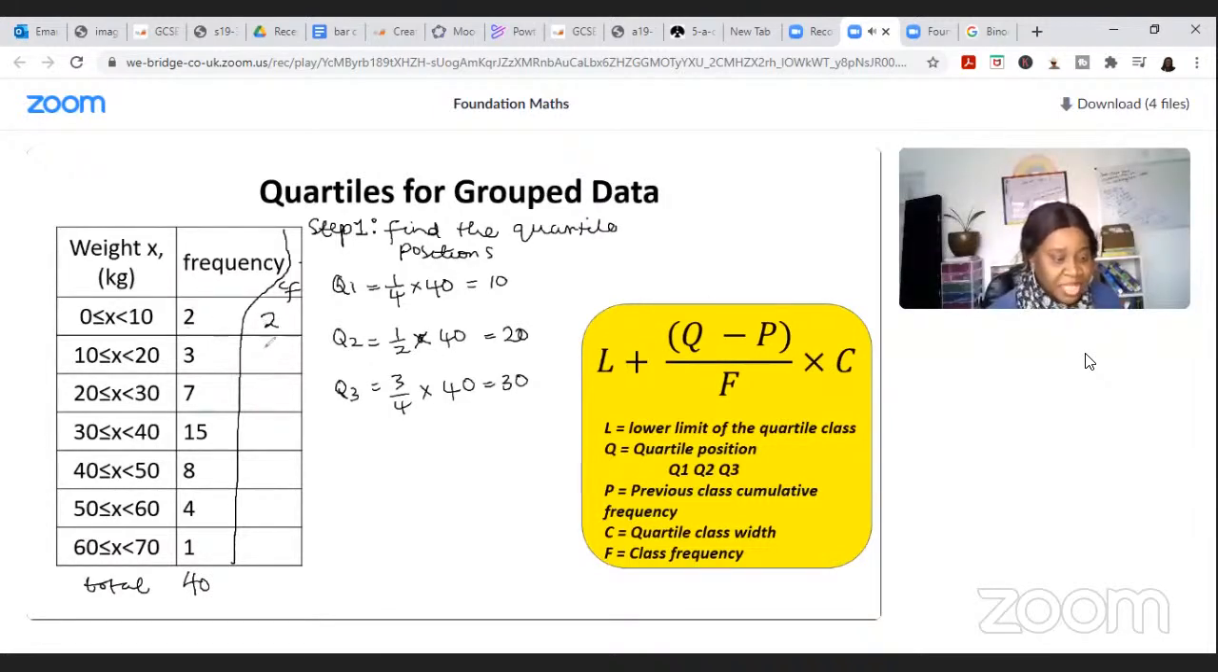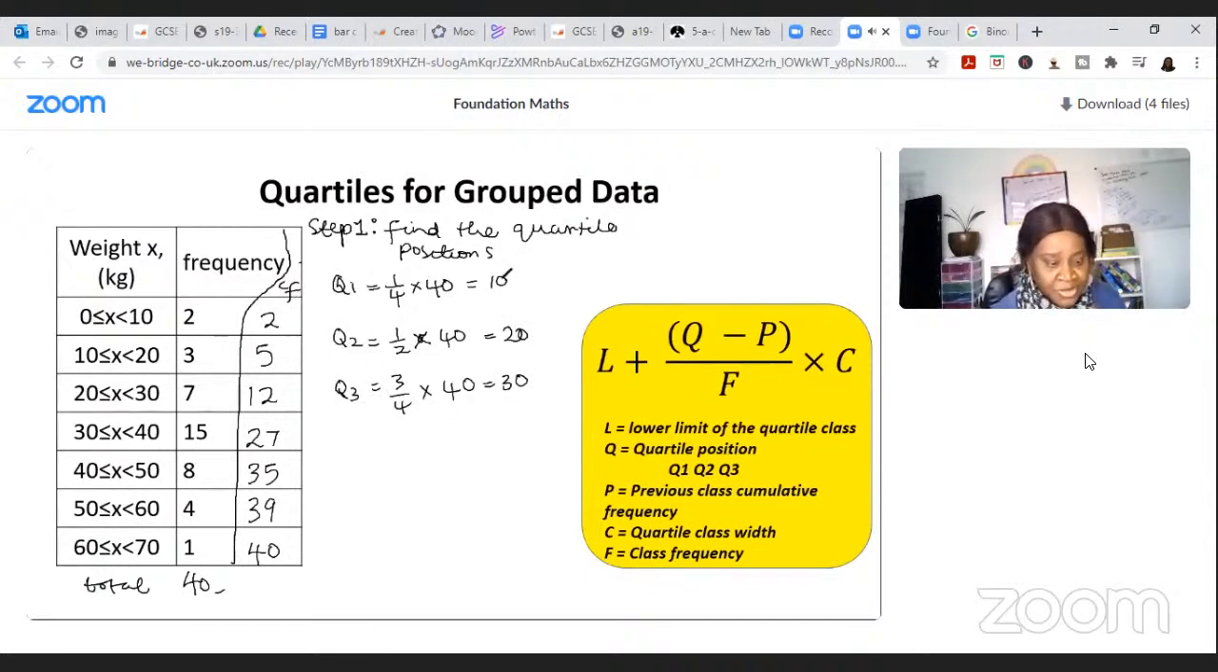Now let's make the cumulative frequencies. 2 add 3 is 5, 5 add 7 is 12, 12 add 15 is 27, 27 add 8 is 35, 35 add 4 is 39, and 39 add 1 is 40. So we know that is correct because it matches up. Okay, so you found the quartile positions. Now let's work out the quartiles.